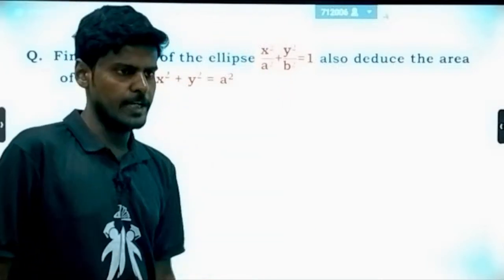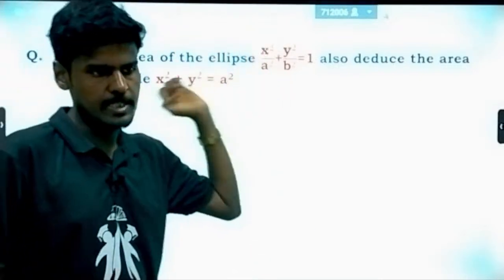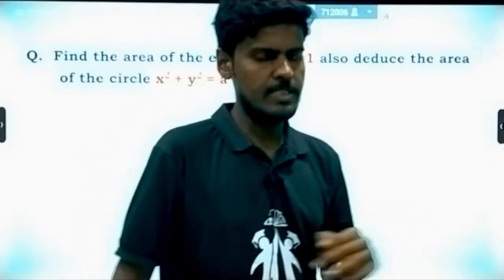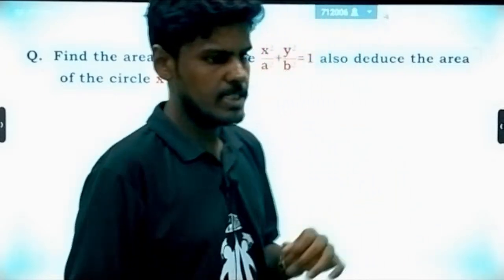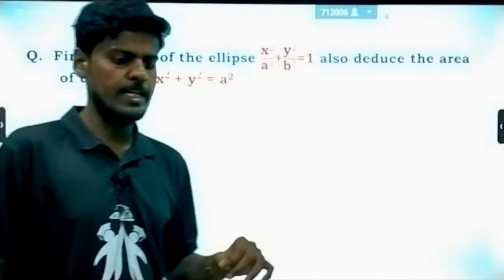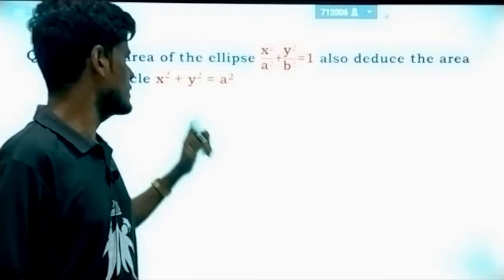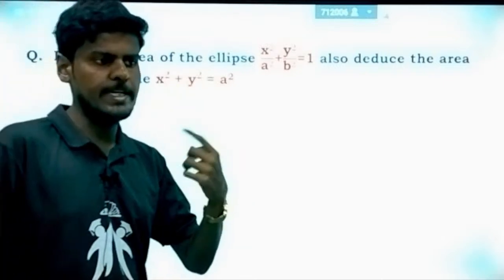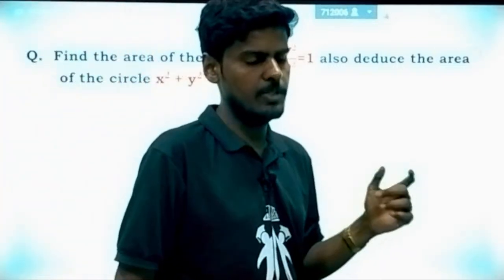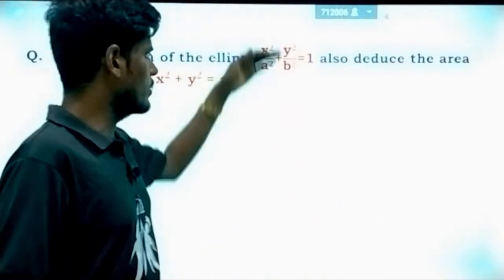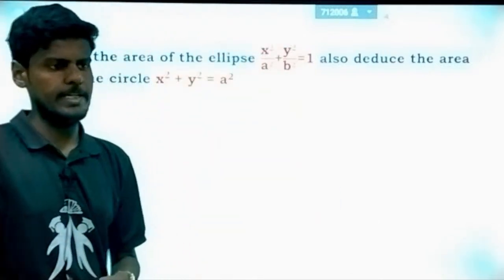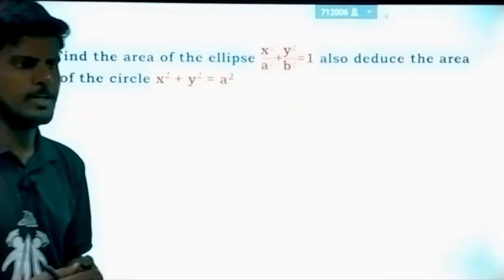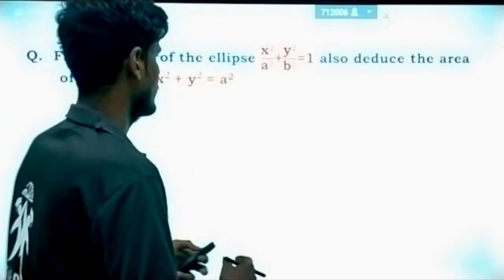First we will find the area of ellipse. You have to remember these results. What is the area of ellipse? These are all standard results. Ellipse area is pi ab square units. Area of circle will be pi a square units. We already know the results. Now we will see how this is derived by solving a definite integral.